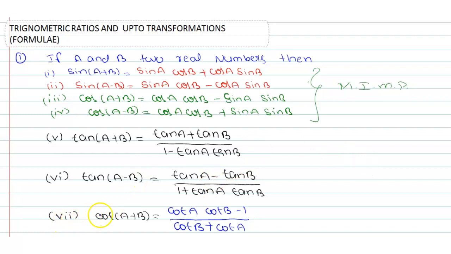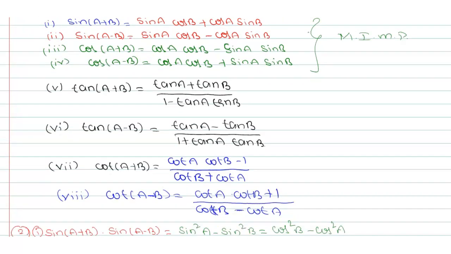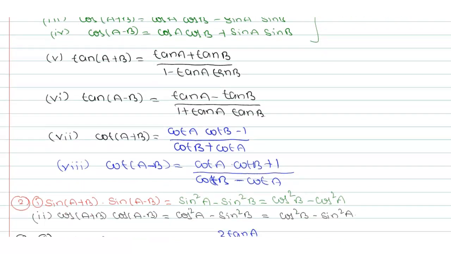And seventh formula: cot of A plus B is equal to cot A cot B minus 1 by cot B plus cot A. And eighth formula: cot of A minus B is equal to cot A cot B plus 1 by cot B minus cot A. Cot of A minus B formula.